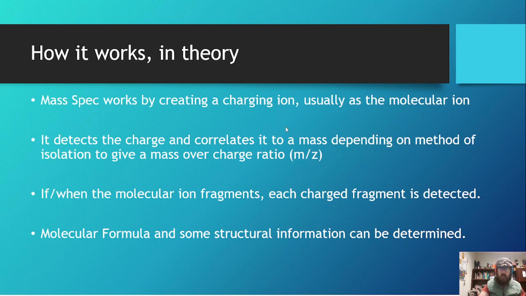There's many different ways to create a charged ion, and then we'll analyze that charged ion. Depending on how we create it, the molecular ion can then fragment. And as it fragments, it's going to create both a radical and a cation. And we're going to detect all the charged fragments. Based on how this fragments, we can determine things like the molecular formula and some of the structural information. The techniques we use will control, to some extent, what we can determine.